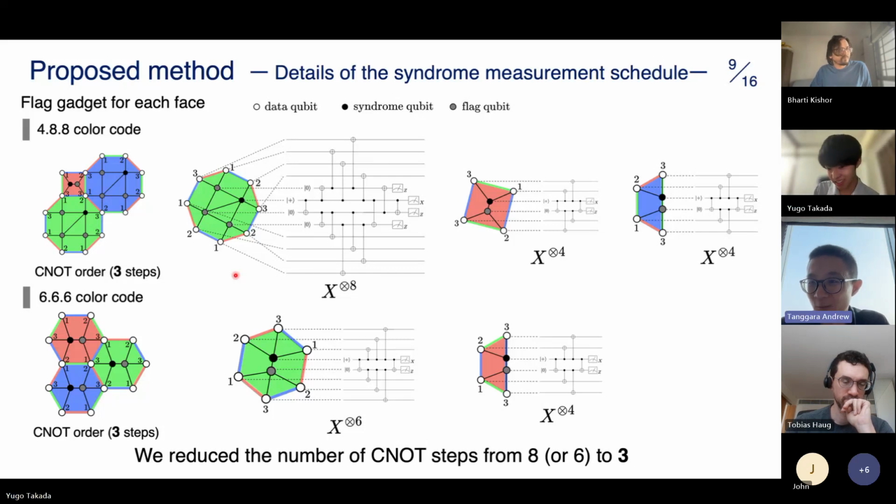Okay, that's fine. Do you remember the title of the paper by any chance, or the authors? Which paper? The flagging for subsystem code that you mentioned just now. Maybe Chris Chamberland. Okay.